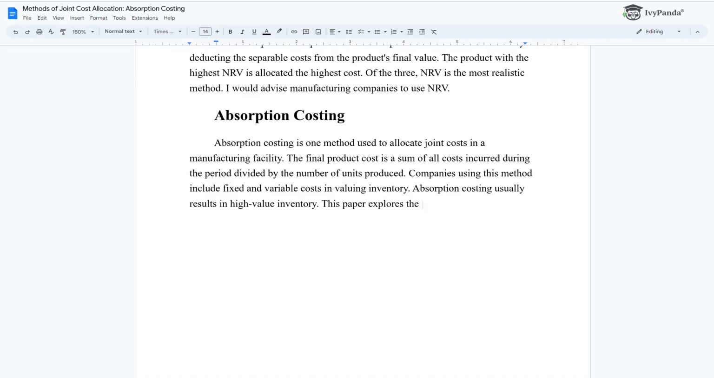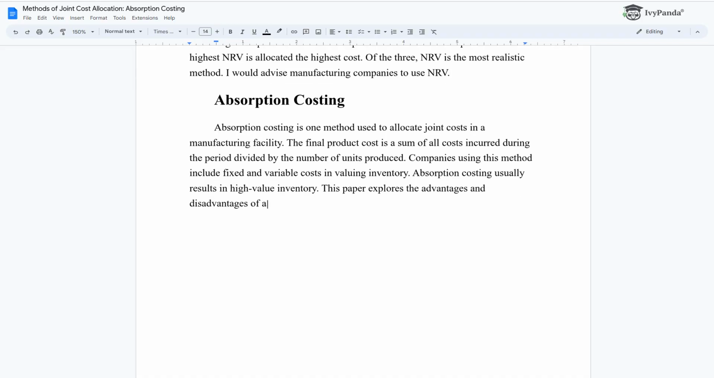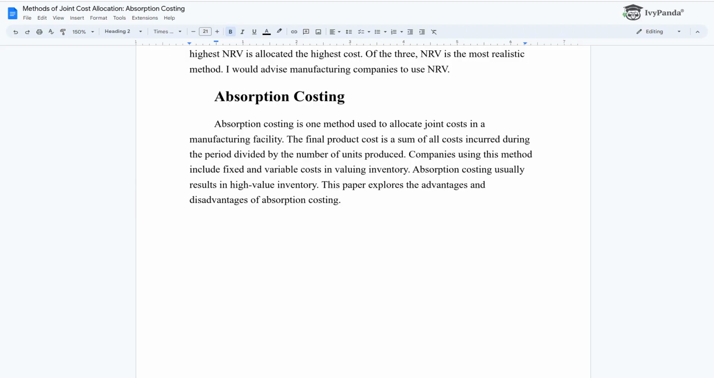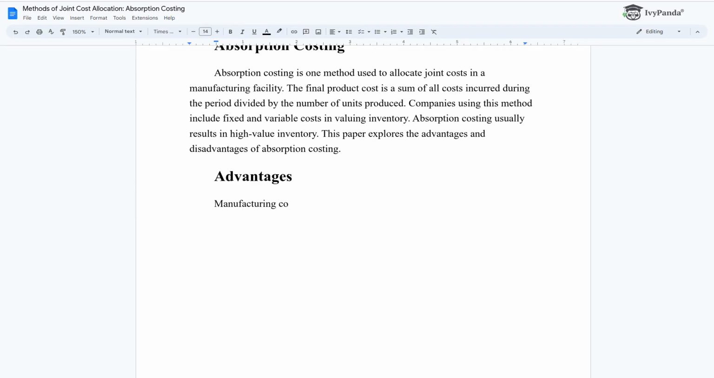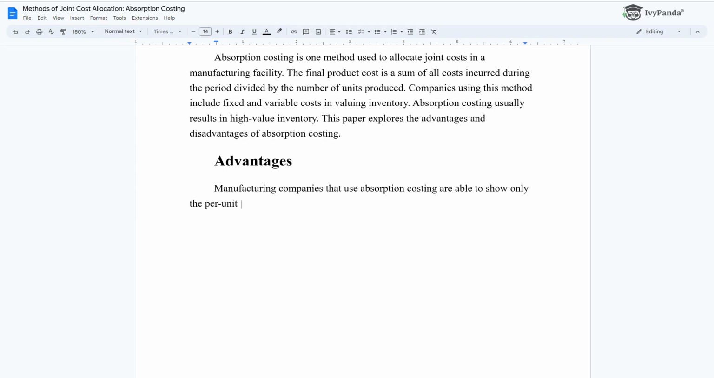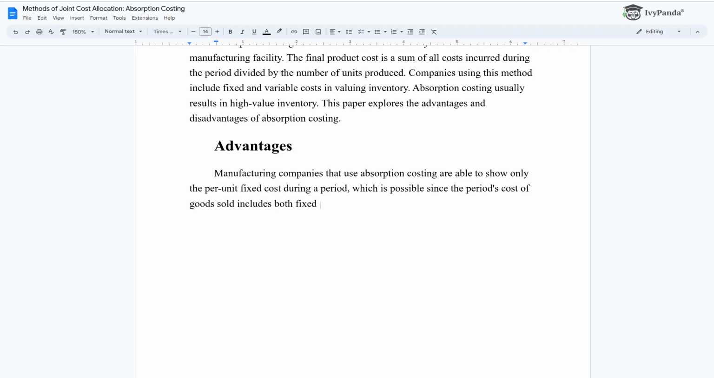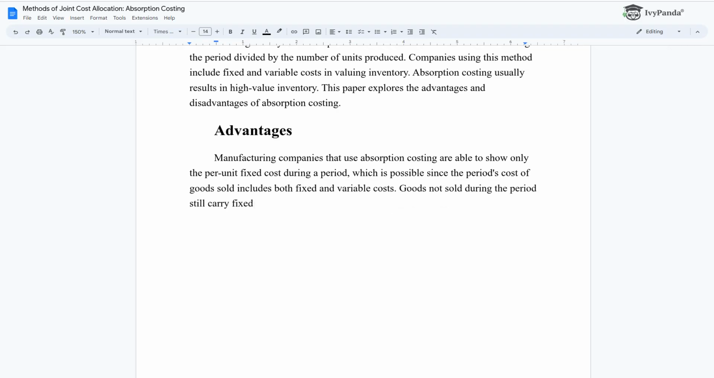This paper explores the advantages and disadvantages of absorption costing. Advantages. Manufacturing companies that use absorption costing are able to show only the per unit fixed cost during a period, which is possible since the period's cost of goods sold includes both fixed and variable costs. Goods not sold during the period still carry fixed costs but are not included in the P&L statement.